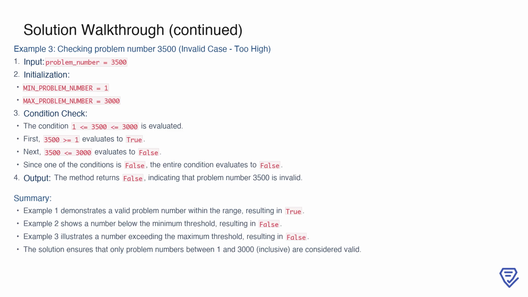The first condition, 3500 greater than or equal to 1, evaluates to true. However, the second condition, 3500 less than or equal to 3000, evaluates to false. Since one part of the condition is false, the entire condition evaluates to false. As a result, the method returns false, indicating that problem number 3500 is invalid. This example highlights that numbers above the maximum threshold of 3000 are not considered valid problem numbers.